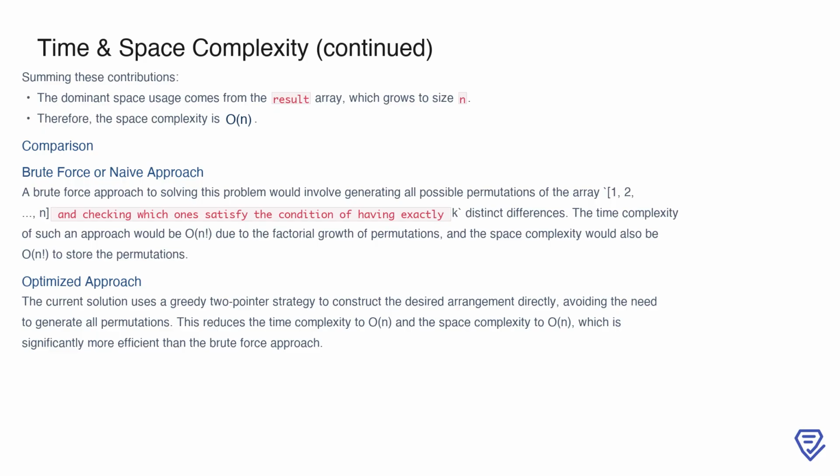By contrast, the optimized approach avoids generating permutations altogether. Instead, it uses a greedy two-pointer strategy to directly construct the desired arrangement, reducing the time complexity to O(n) and the space complexity to O(n). This makes the optimized solution significantly more practical and scalable compared to the brute force method.